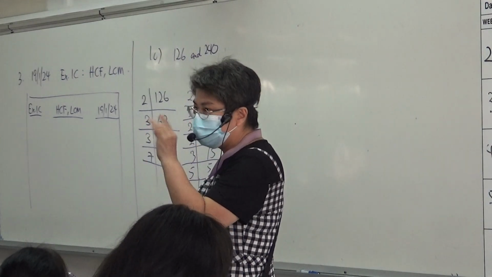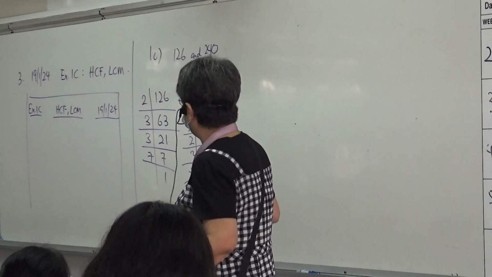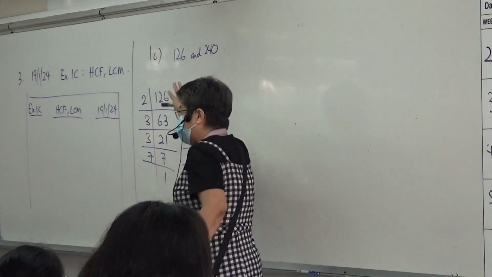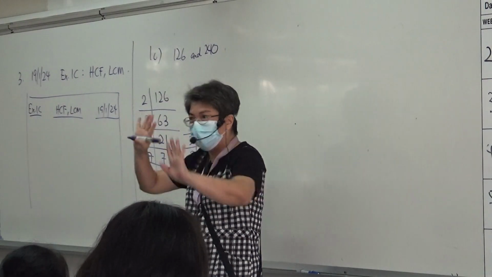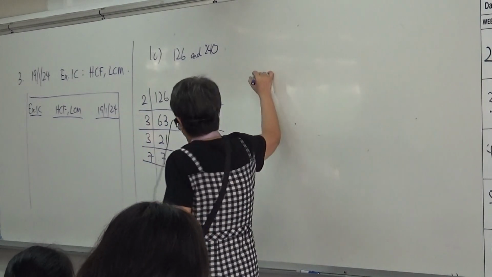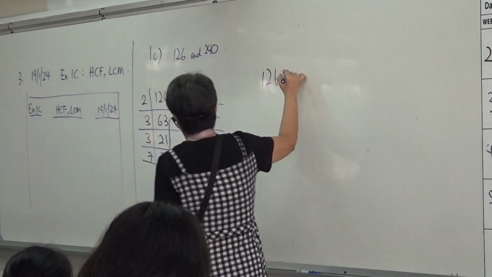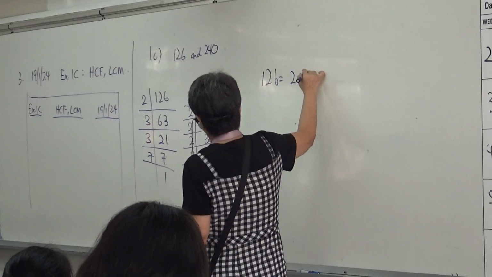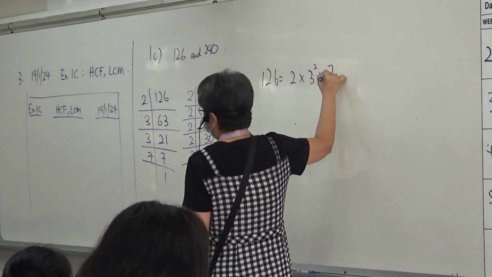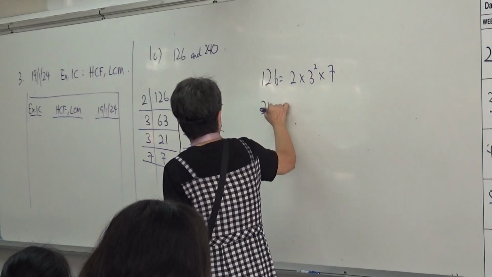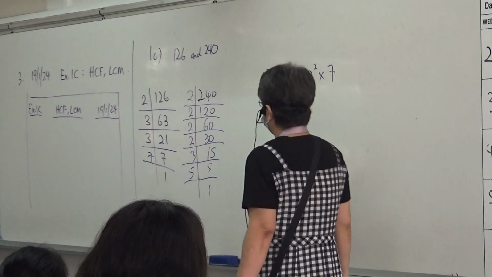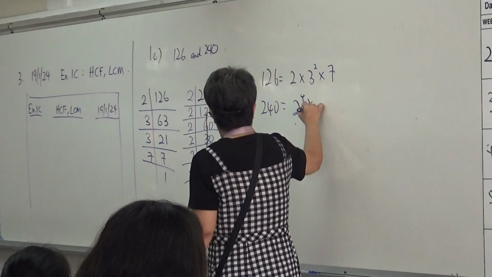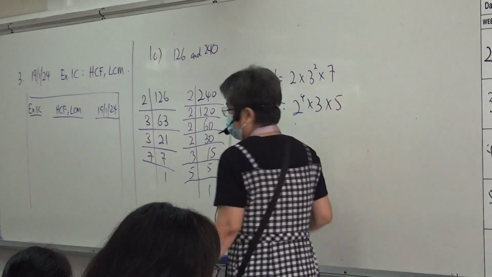If I catch you copying or throw it, what you do again? Okay. Now you do this by the side. Understand? Don't clash everything together. Okay? Then you write 126. In prime factors you write 2 times 3 squared times 7. What about 240? 2 to the power 4 times 3 times 5, right?